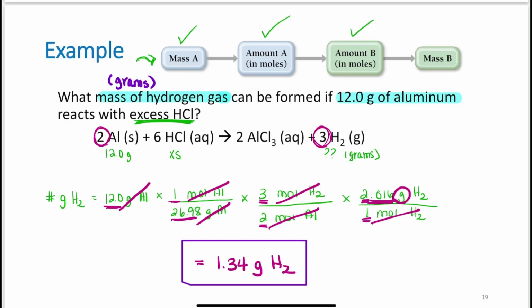So this means that 12 grams of aluminum will produce 1.34 grams of H2. So now we've gone all the way from grams of one to grams of the other.